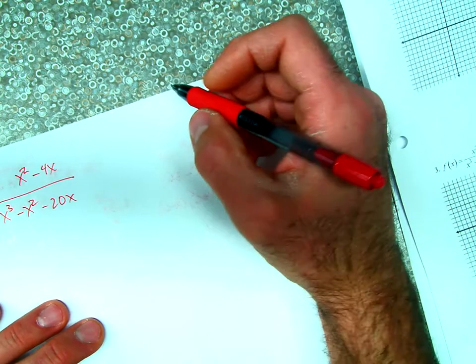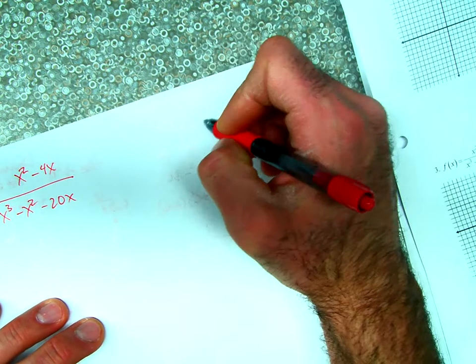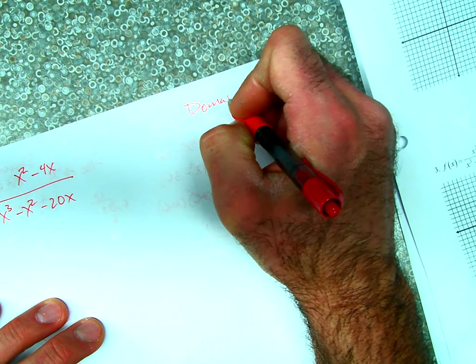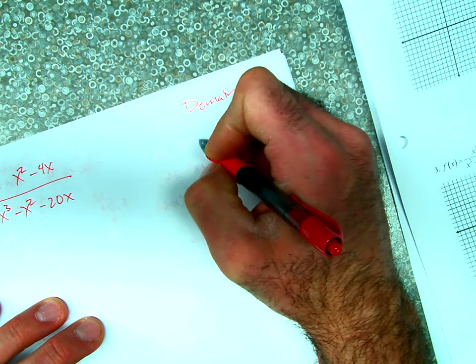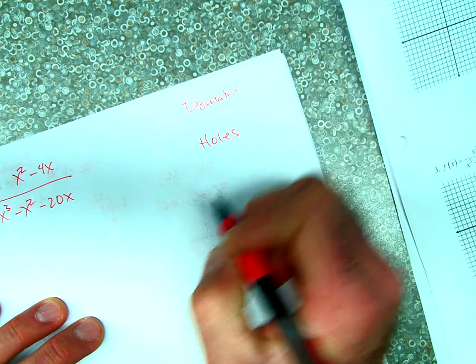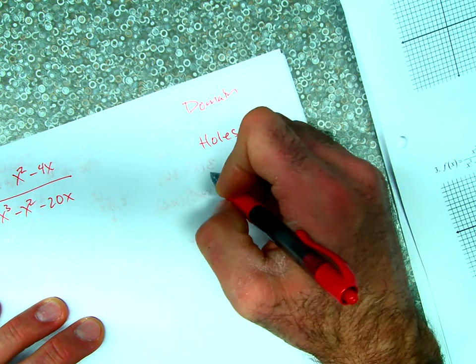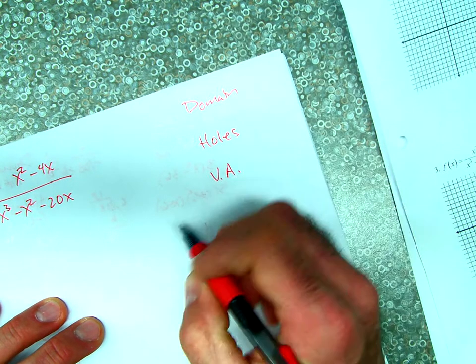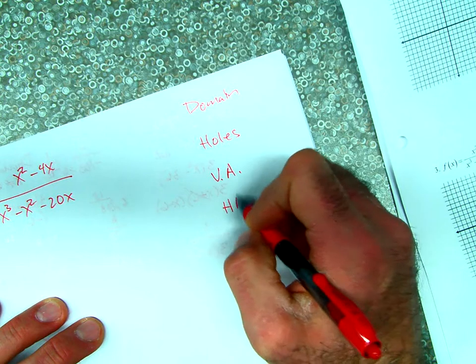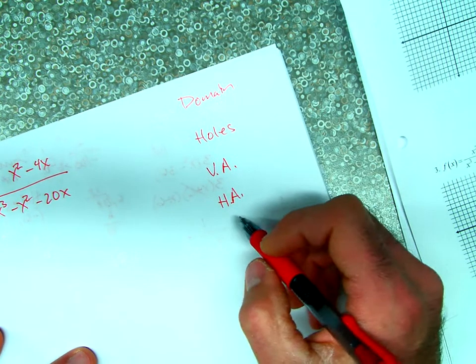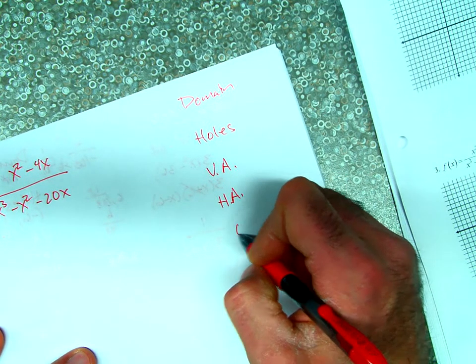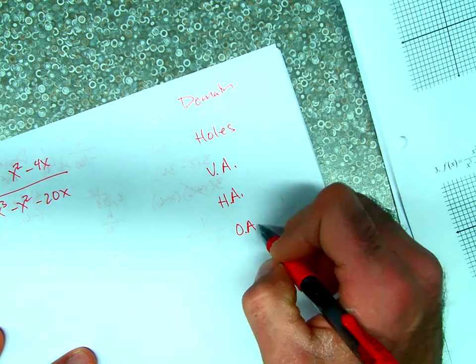We need to do everything, right? So, domain, poles. This is very, very similar to the test, you guys. Vertical asymptote. Is it just going to be this on the whole test? Uh-huh. And there's only horizontal asymptote, other asymptote, or slant.